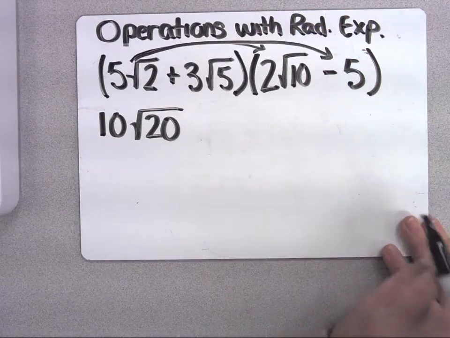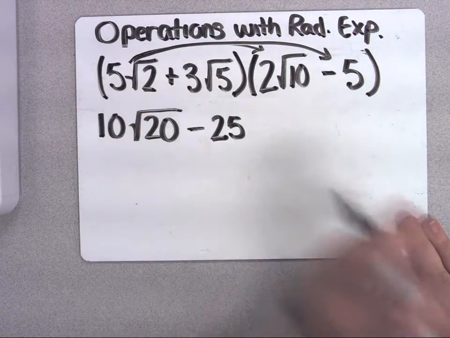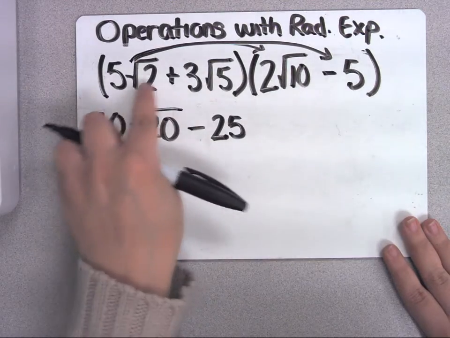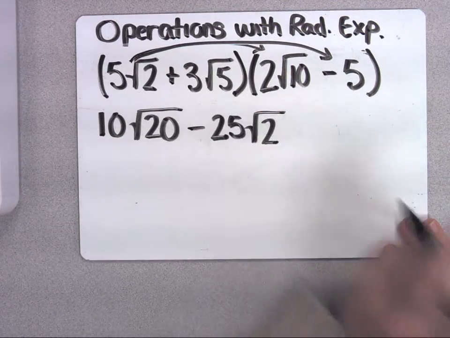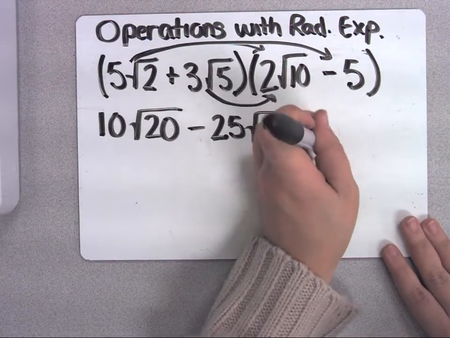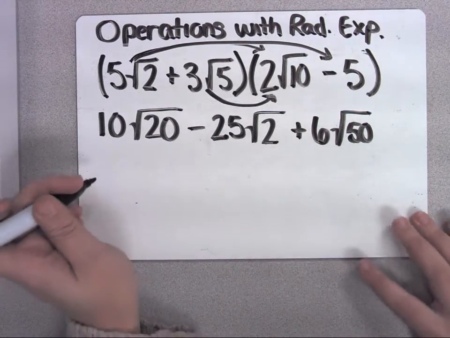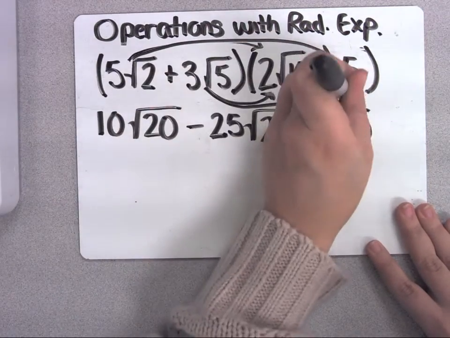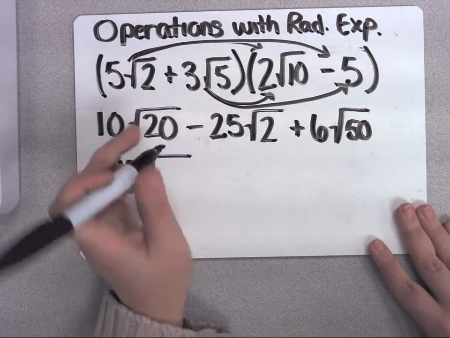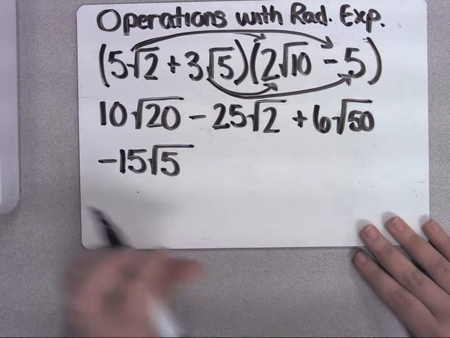First times last. Whole numbers times whole numbers. Negative 25, because that 5 is negative. This radical, does it have anything to multiply by? No, so what do we do with it? We just bring it down with it. So radical 2. Okay. Next, inside times inside. Plus 6, and then square root of 50. I'm not going to have enough room because I write too big. And then last times last. Negative 15, and then I have to bring down that radical, don't I? Oh, Miss Rinaldi, you write too big. Now, we got to look at them.